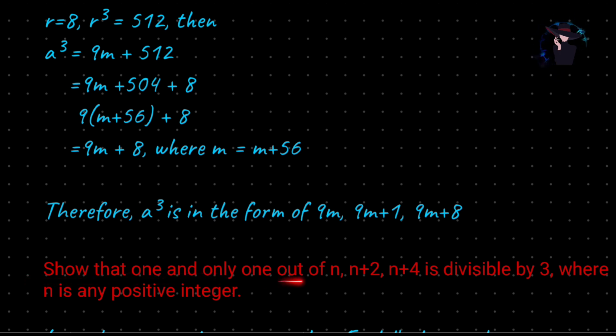Show that one and only one out of n, n plus 2, n plus 4 is divisible by 3, where n is any positive integer. So let's just understand the question first. What is it saying? When we are substituting values of n in n, n plus 2 and n plus 4, any one of these three is divisible by 3. So how are we going to do that?